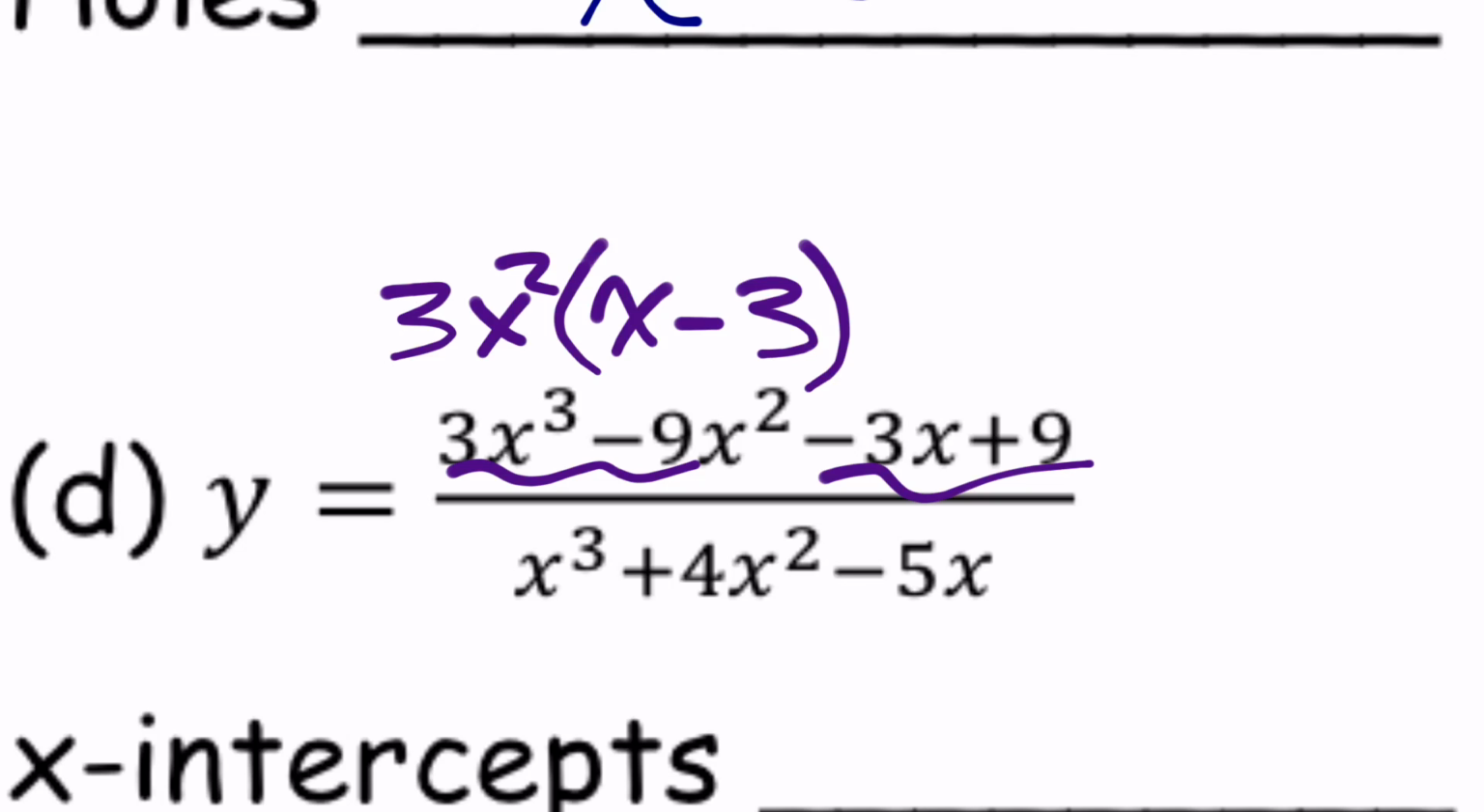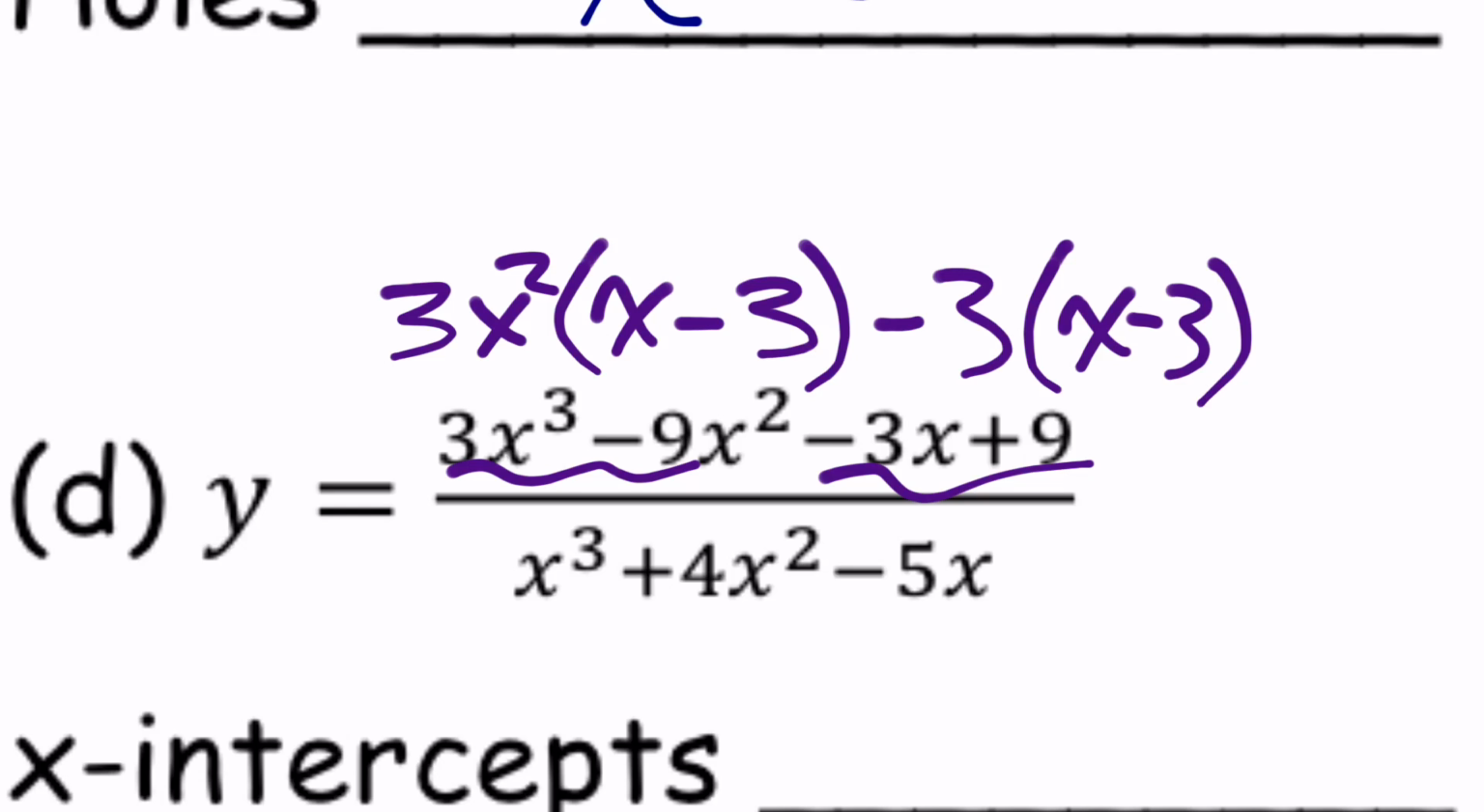All right, then what? We have a negative 3x plus 9. Let's pull out a negative 3. Because then we are left with, again, an x minus 3, which is what we want. We want the things in parentheses to be the same. Because now we can essentially squiggle again. They both have an x minus 3 in common. So we pull out an x minus 3.